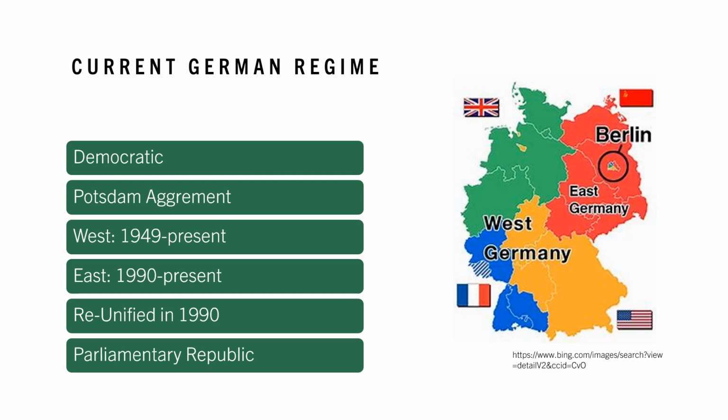The West consisted of the United States, France, and the UK, and they set that up to be a democratic government. And then the East was controlled by the Soviet Union. It was set up by the communist government and was a totalitarian regime and a Soviet satellite state. In 1990, after the fall of the Soviet Union, Germany once again reunified under a single parliamentary republic. It wasn't just half anymore, it was a full parliamentary republic.